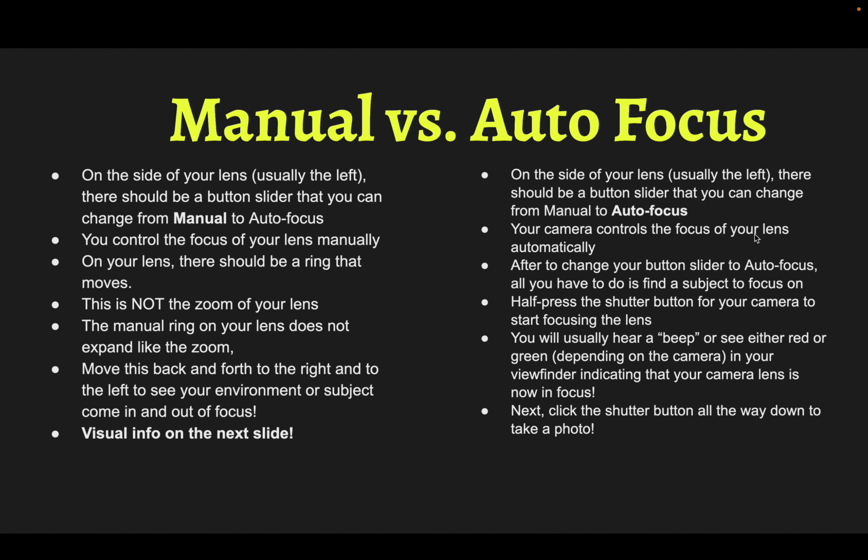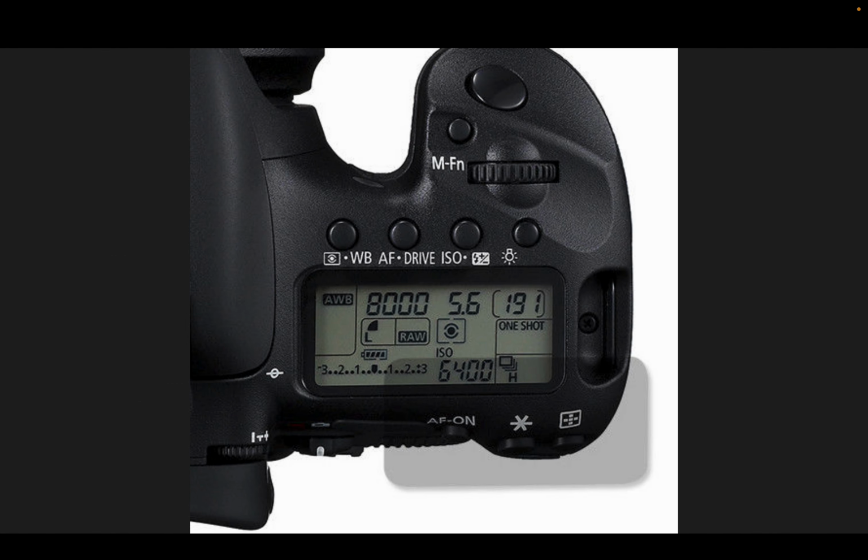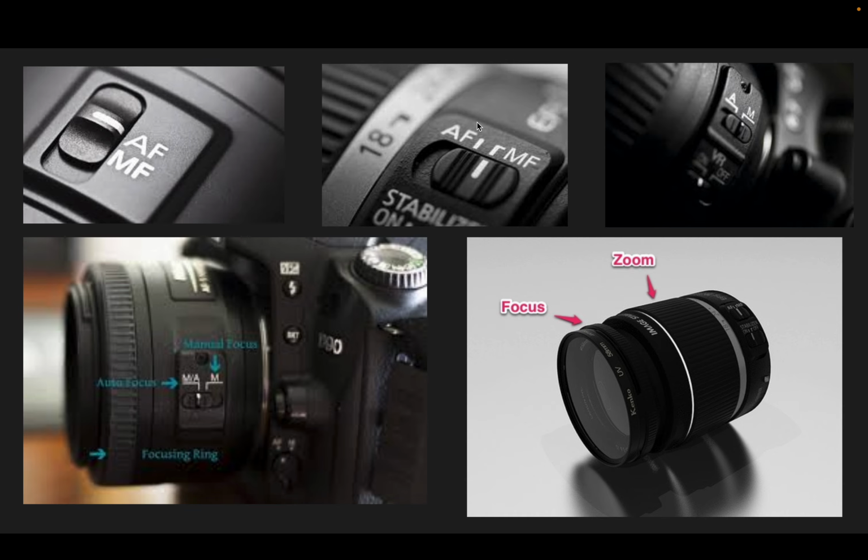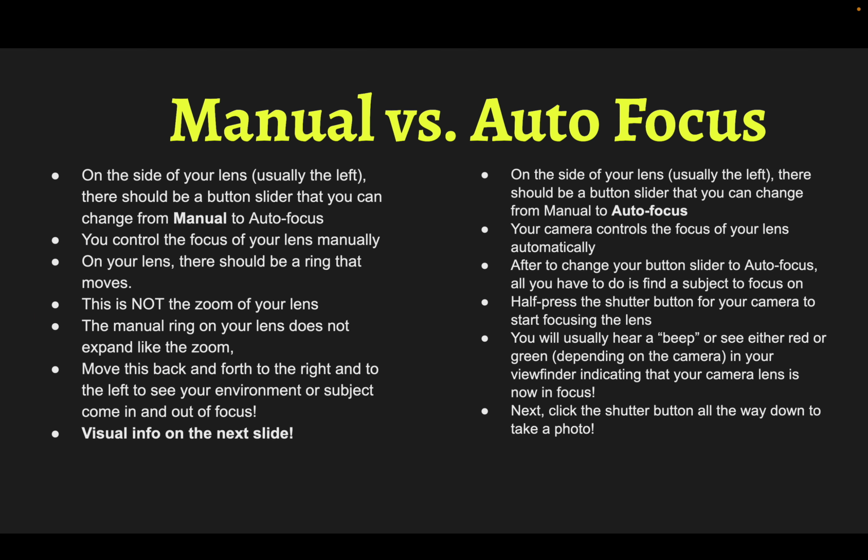But autofocus, like I said, you can find it here, and you can change that on the side of your lens. This is the camera controlling the focus automatically, depending on where you're focusing in your image. You'll usually hear a beep when you click the shutter button. You half press the shutter button to focus and then fully click. When you half click, you'll hear that little beep, and that's when you're in focus, and then you can go ahead and click the shutter. So that's how you use autofocus.